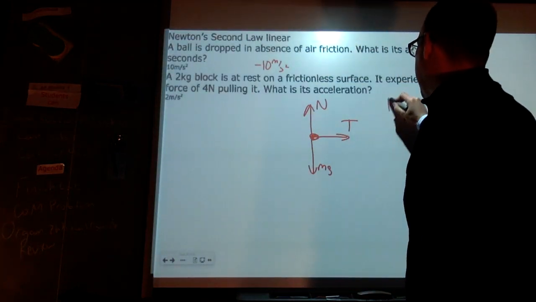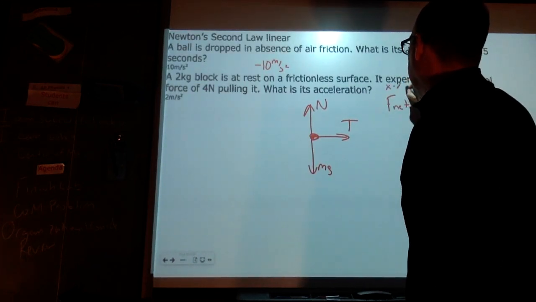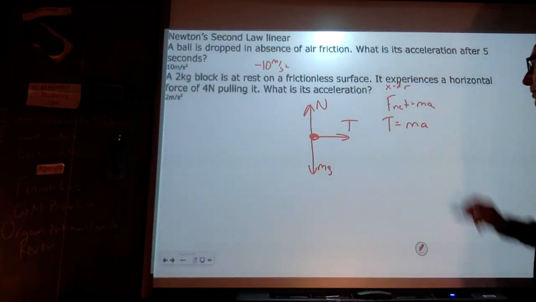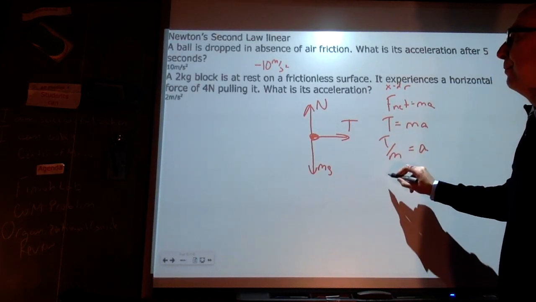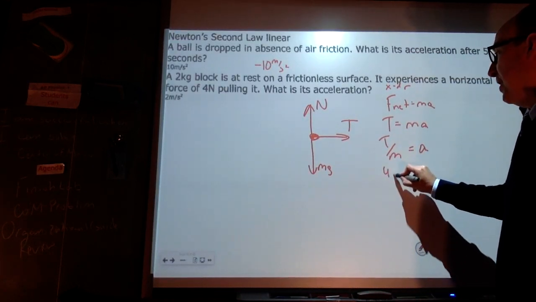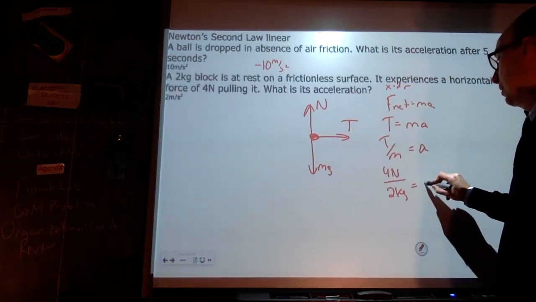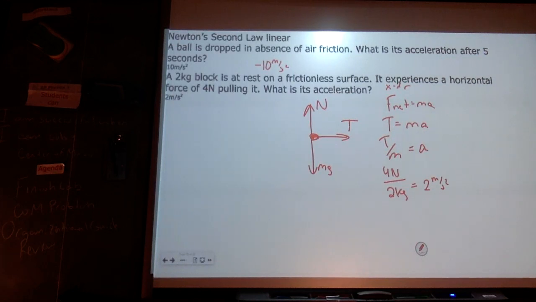And so I'm going to say F net equals ma in the x direction. So that's going to be T equals ma. So a is going to be equal to T over m. My tension is 4 and my mass is 2. And so my acceleration is 2 meters per second per second.